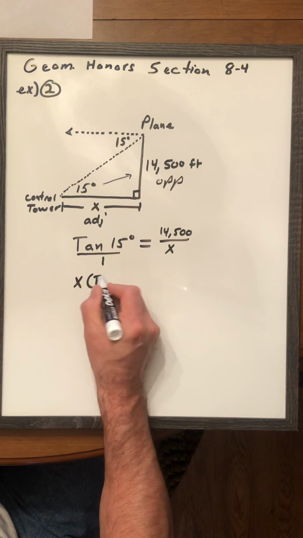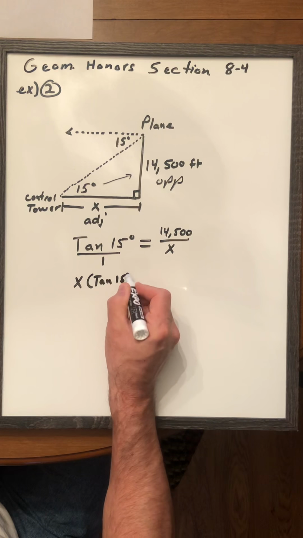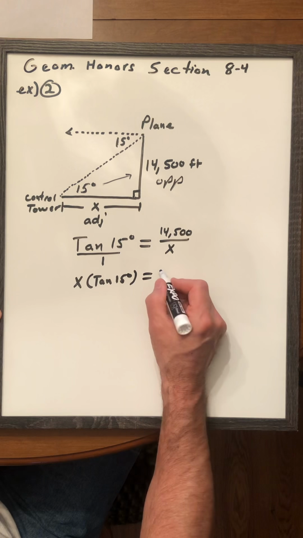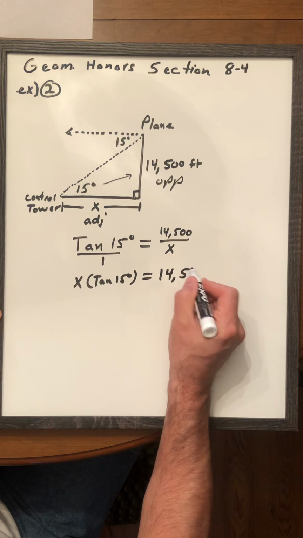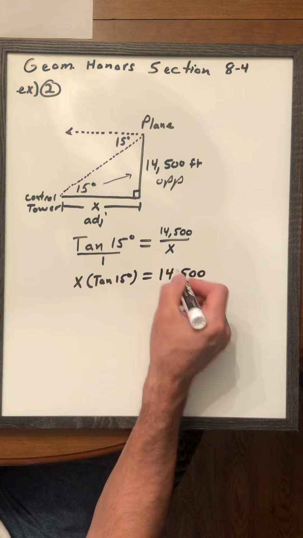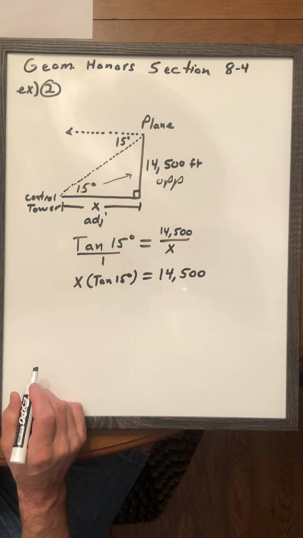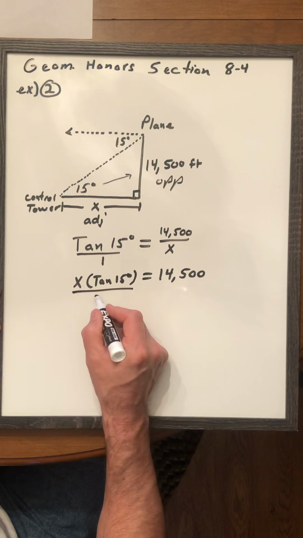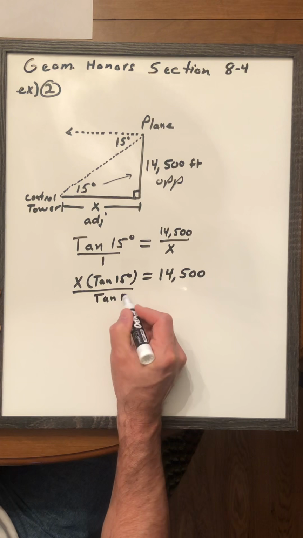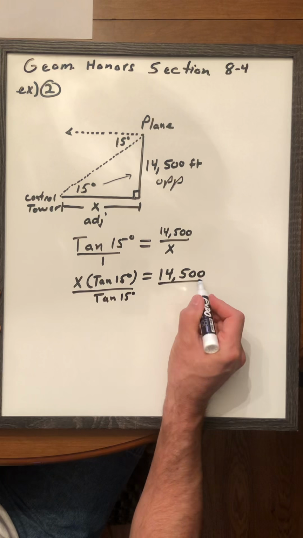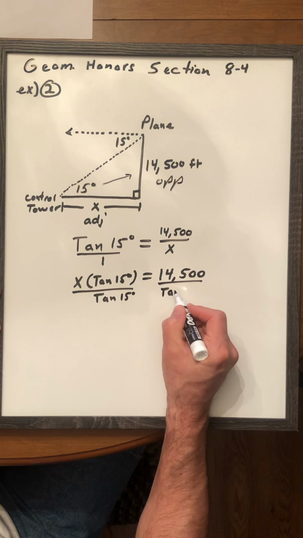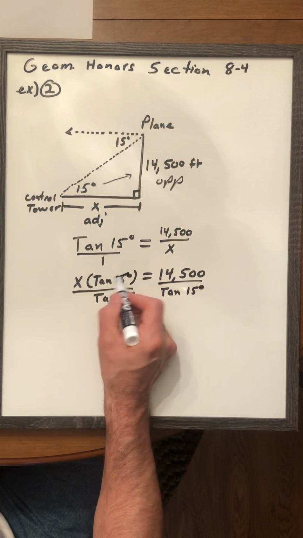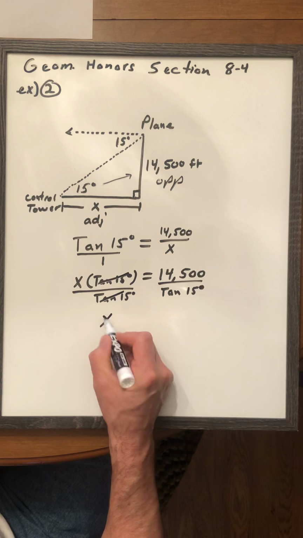And I'm going to cross multiply and solve. x times tangent of 15 degrees equals 1 times 14,500. So that would be 14,500. We're cross multiplying, solving the proportion. Now we've got to get our x by itself, so that means I have to divide by the tangent of 15 degrees. On this side, we have to divide by the tangent of 15 degrees. Now these are going to divide out, leaving me just x.